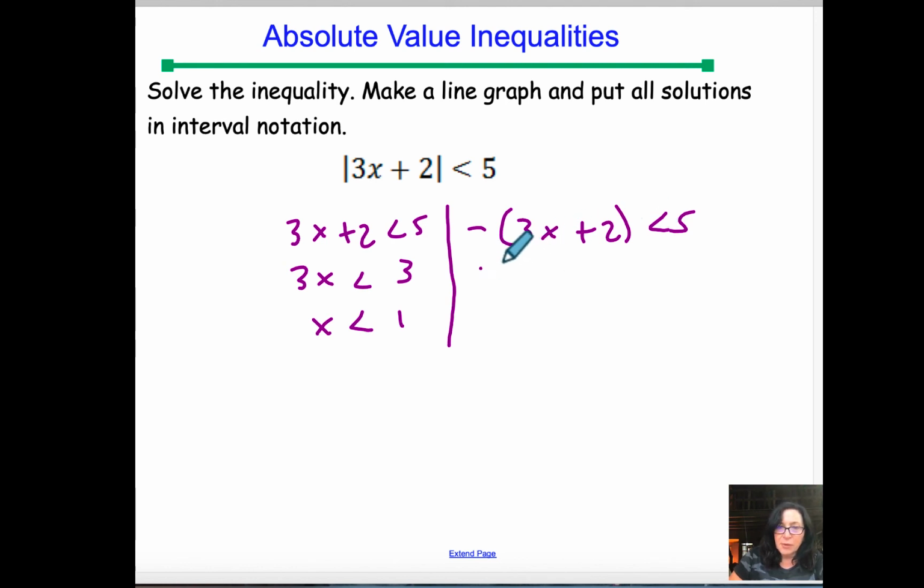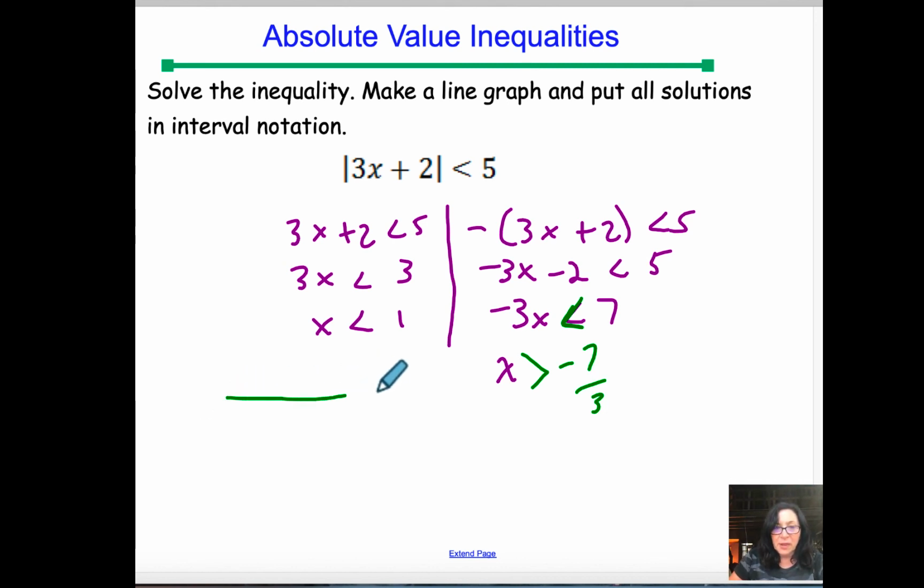And then for this value, we're going to distribute that negative sign and get negative 3x minus 2 is less than 5. We get negative 3x is less than 7. And then x is less than, nope, greater than, because remember, this is saying the opposite here. See this negative sign? That's saying the opposite, which means that I need to flip that inequality. So when I divide by negative 3, it's now going to be x is greater than negative 7/3.